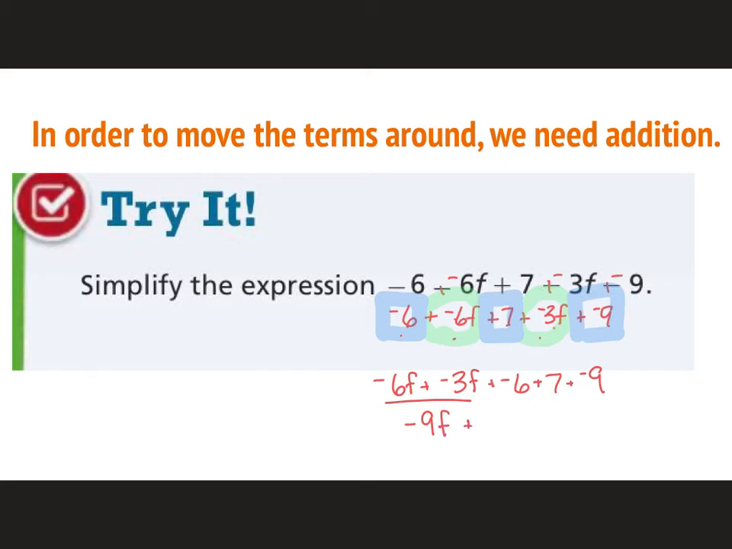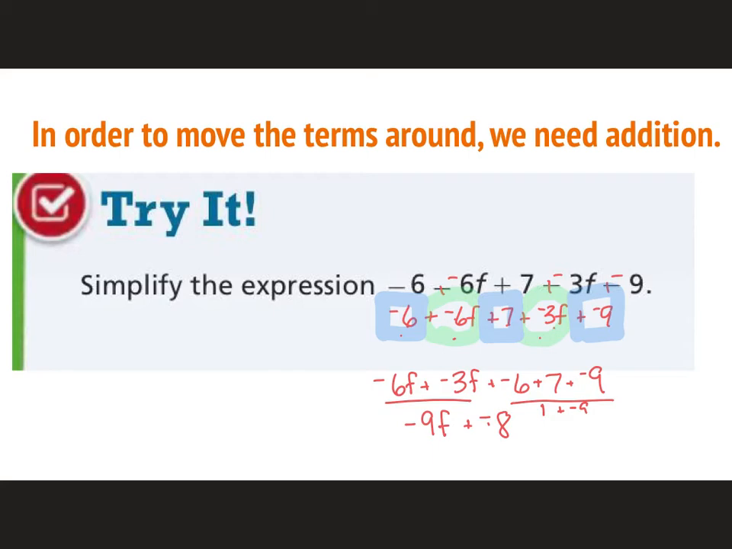Plus, and then I'm going to add the constants together. So negative 6 plus 7, different signs, subtract this time and keep the larger sign. That's 1 plus negative 9. Different signs, subtract this time and keep the larger sign. That's 8, and so it's negative 8, so plus negative 8.